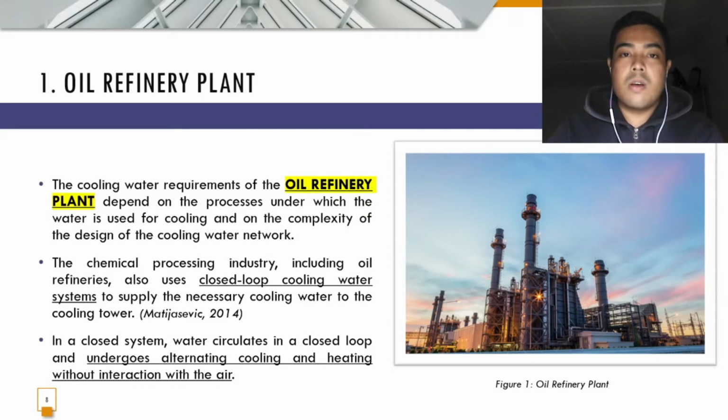So in a cooling tower of oil refinery plant, they usually use a closed loop cooling water system. Okay, so what is a closed loop cooling water system? A closed loop cooling water system is a closed system where water circulates and undergoes alternating cooling and heating without interacting with the air. So to conclude, in oil refinery plant, they use a cooling tower that uses a closed loop cooling water system.